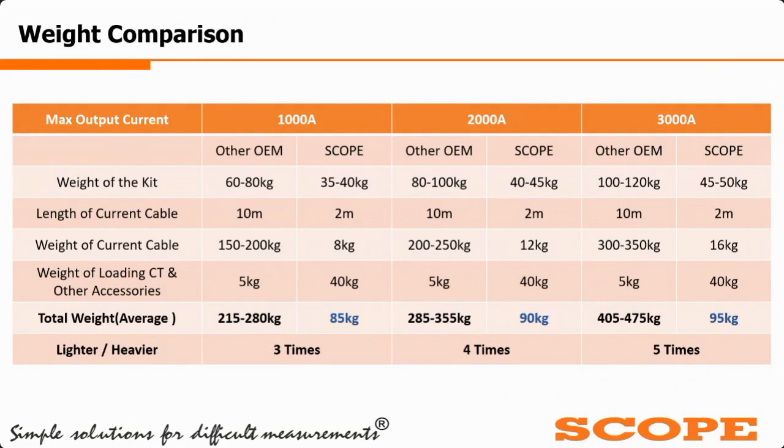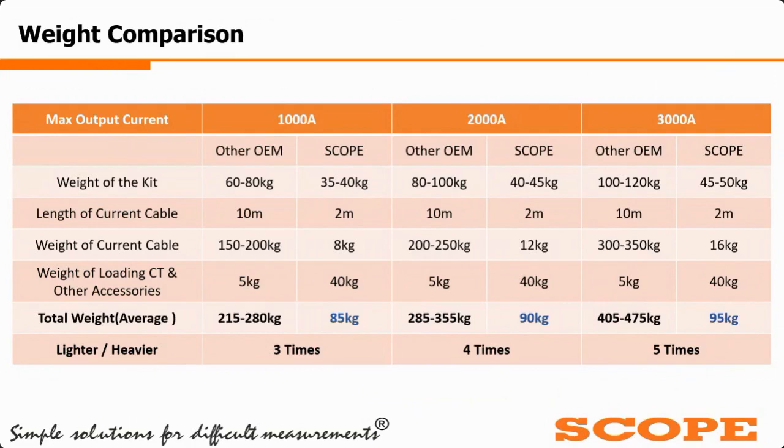Similarly, for 2000 ampere, other manufacturers are providing copper cables weighing 200 to 250 kg, and the Spoke manufactured Prima series weight is 12 kg. Then for 3000 ampere, other manufacturers' weight is 300 to 350 kg, and for the Spoke manufactured Prima series, for injection of 3000 ampere, we require only 16 kg copper cable. So you can see the difference between other manufacturers' copper cable weight and the Spoke manufactured Prima series copper cable weight.